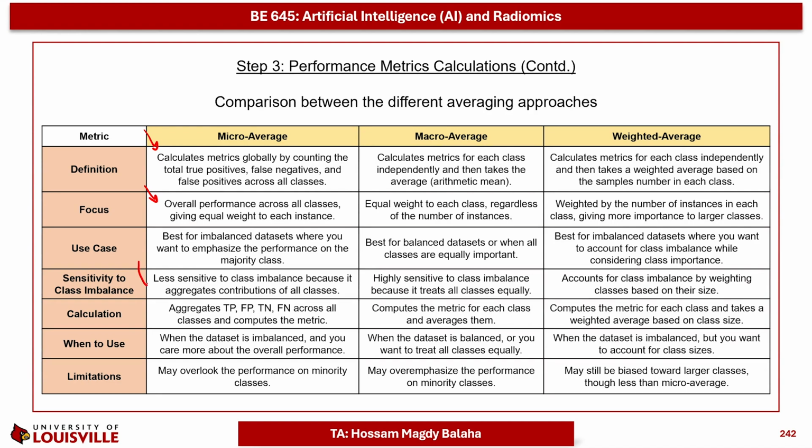Micro average is less sensitive to class imbalance or imbalanced datasets because it aggregates contributions of all classes, so we can use the micro with imbalanced datasets, but it may overlook the performance on the minority classes.